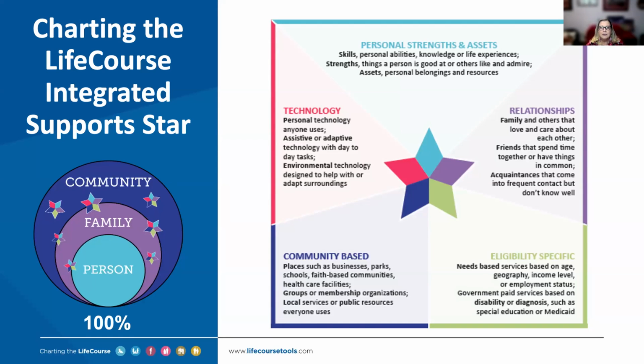And so when we talk about the star, we talk about 5 different points of the star. And so a good way to remember is you have 5 fingers, right? And so always think about the 5 different fingers on your hand. So we have personal assets and strengths, we have relationships, we have technology, we have things in the community, and we have eligibility supports.